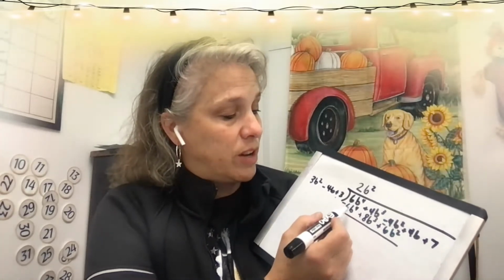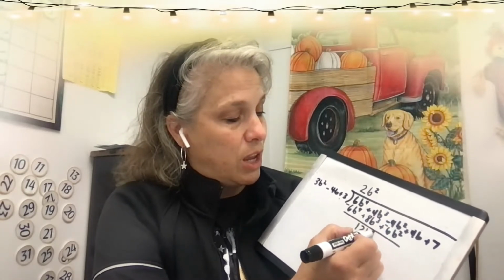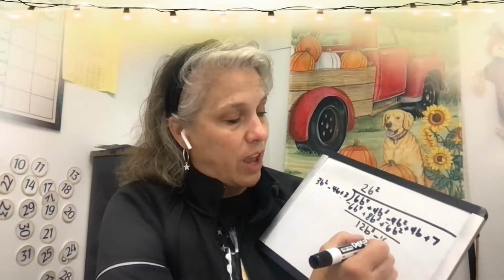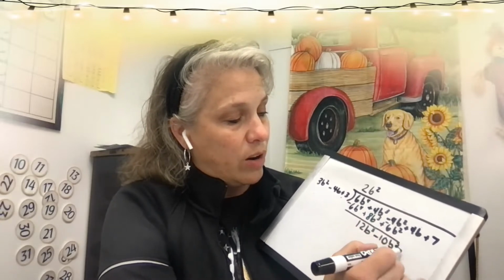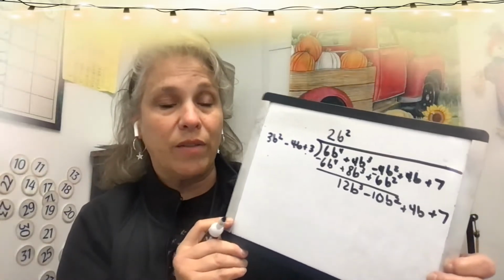So positive 6 and negative 6 is 0. 8 plus 4 is 12b cubed. Negative 6 plus negative 4 is negative 10b squared. Okay? And then I have plus 4b plus 7. Just go ahead and bring that down. That's what I still have left.